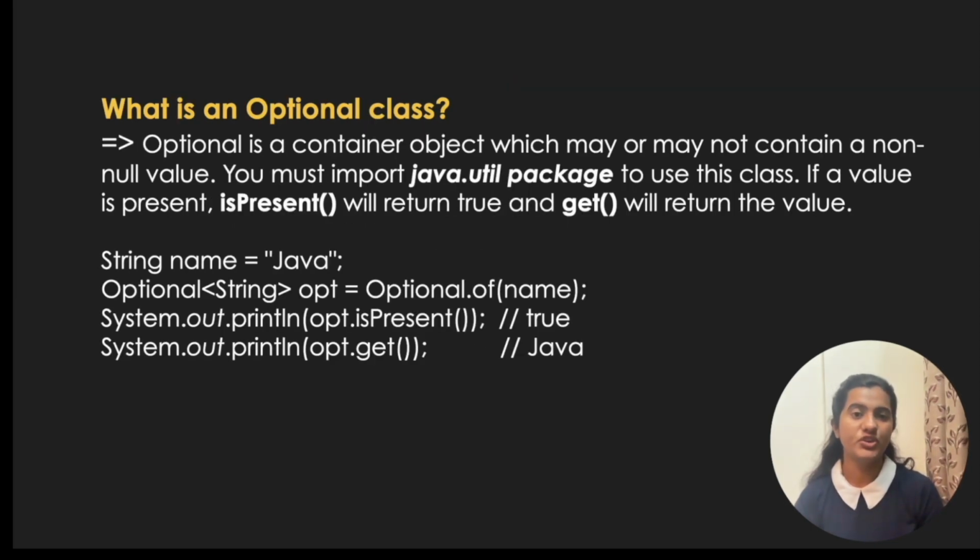Next and final question is, what is the Optional class? The Optional class is used to avoid NullPointerException. It is nothing but a container. Here I have given one example where I initialize the string Java. I store this string inside a container, and by using isPresent I will check whether the container contains this value or not, and using the get function I can retrieve that value.